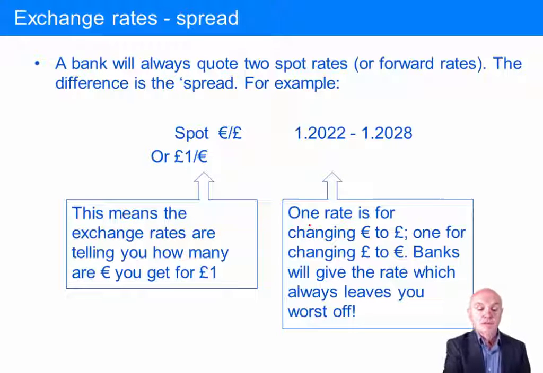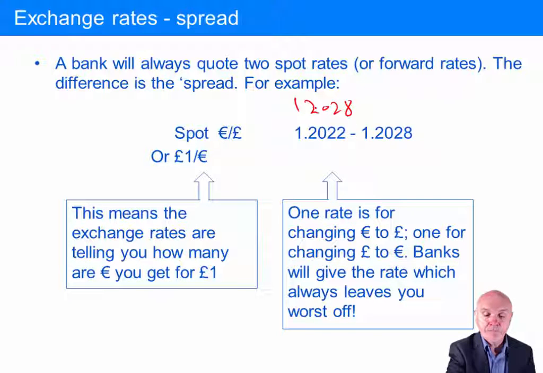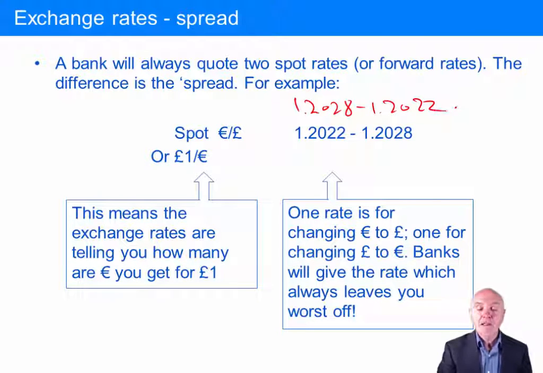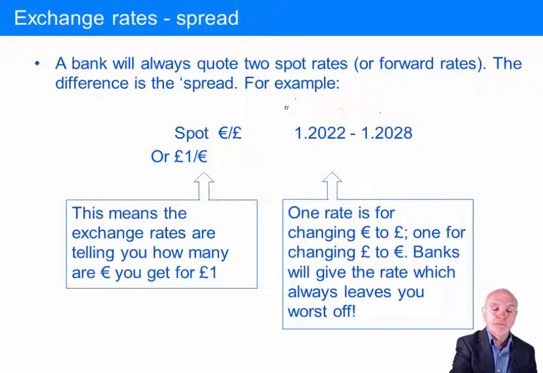So here it's written 1.2022 to this one here. It could be written the other way around. Sometimes you'll often see it written the other way around, say 1.2028 to 1.2022. I wouldn't worry about the way around it's written here. This here is telling us if you go in with £1, how many euros you're going to get.